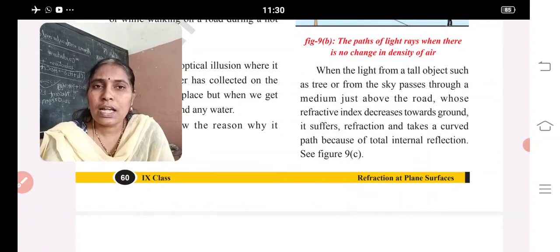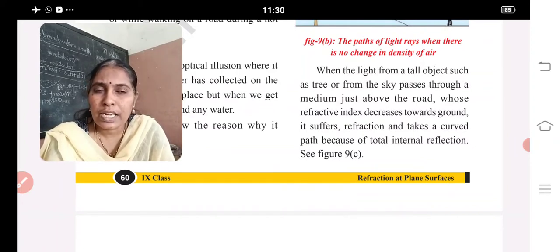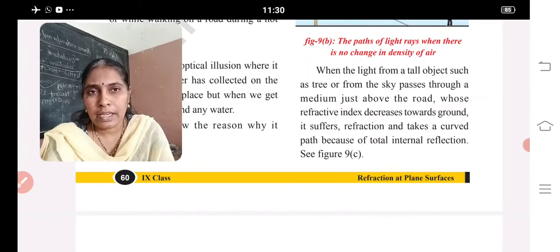When you go toward the height, temperature decreases. As the temperature decreases, density of air increases. As the density increases, refractive index also increases. So the refractive index of hot air is less than the refractive index of cool air.